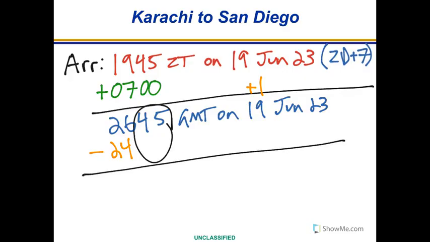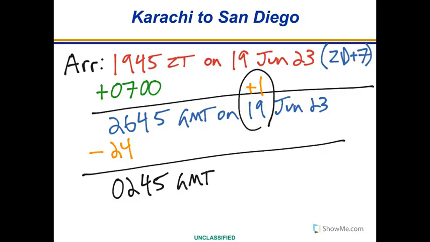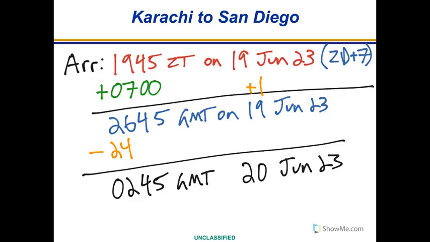So now we'll do the math again. So luckily, the minutes just carry down. So 45. Now we'll do the hours. 26 hours minus 24 hours is 02 hours. So in this case, we're going to arrive at 02:45 GMT. Now we'll have to do the days. We'll take our 19 June 2023. We're going to add that extra day since we took 24 hours over here. 19 plus 1 is 20 June. So we're going to arrive at 02:45 GMT on 20 June 2023.